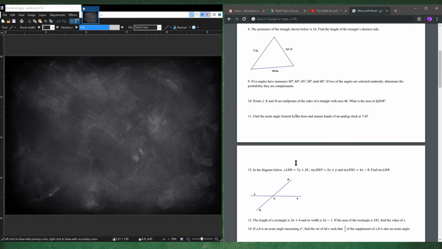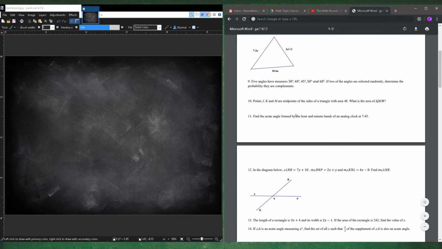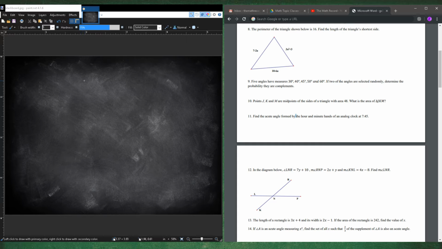Question 9. 5 angles have measures 30, 40, 45, 50, and 60. If 2 of the angles are selected randomly, determine the probability that they are complements. So what I'll do is look at all the angles and go through every single combination. Does 30 work with 40, 45, 50, and 60? The only one that makes complements is 30 and 60. So that's already 1.